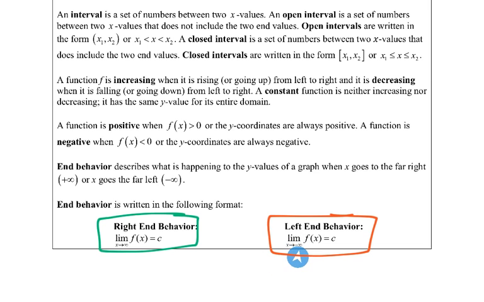as the limit as x approaches negative infinity of f of x equals c. So notice the only difference is positive or negative infinity. To the right, positive infinity. To the left, negative infinity. Up, positive infinity. To the left, negative infinity.